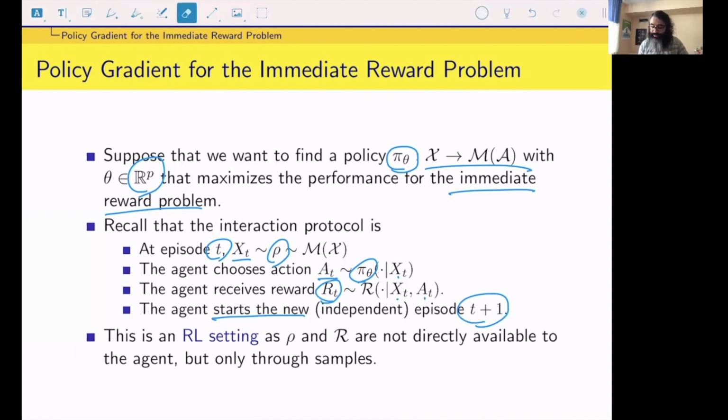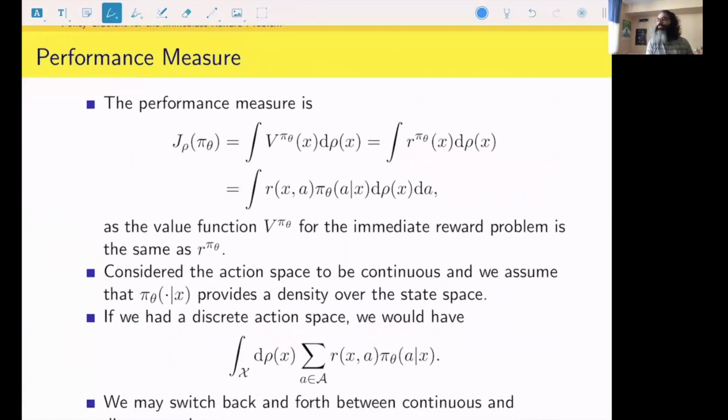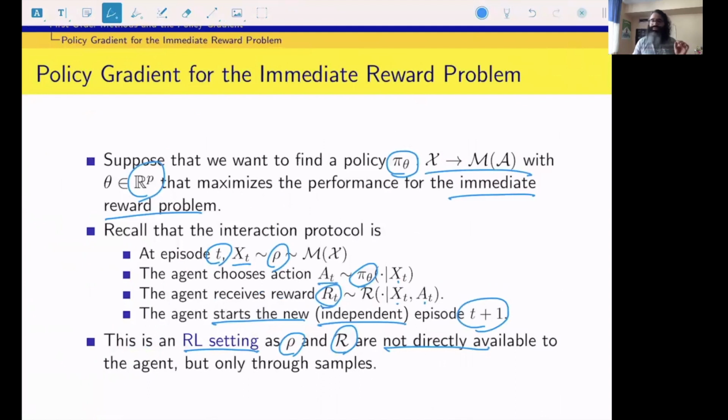This is independent from the previous episode. For example, the reward that I get here doesn't affect where I will be, nor does the choice of action affect where I will be next. So this is an RL setting, because rho and R are not directly available to the agent, but only through samples. What I'm trying to do is compute the policy gradient using just this sample information, and I do it gradually in several steps. So is the setup clear?